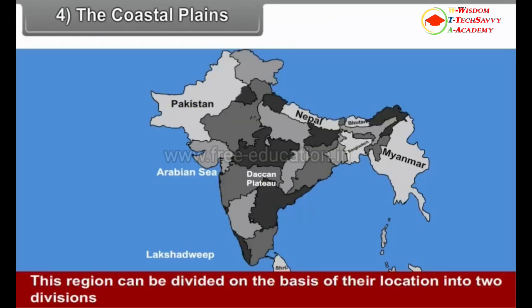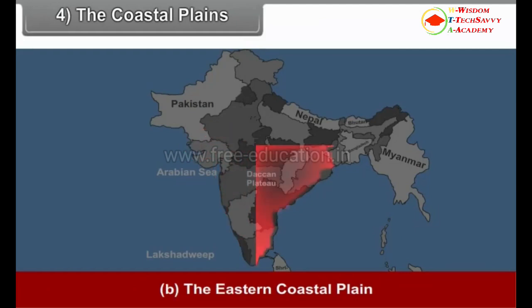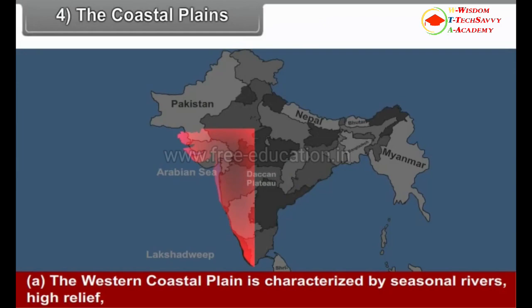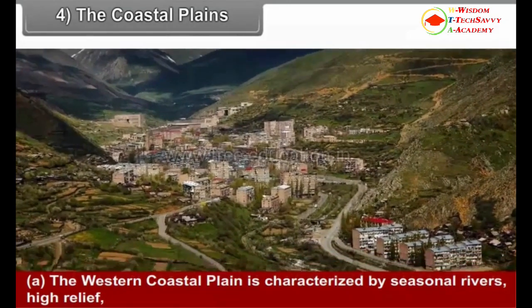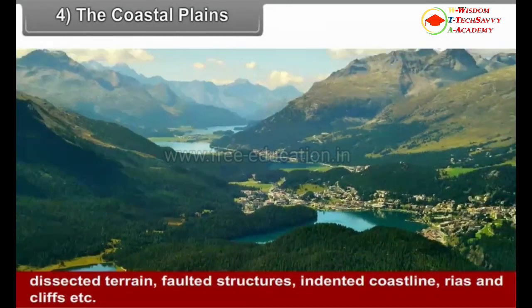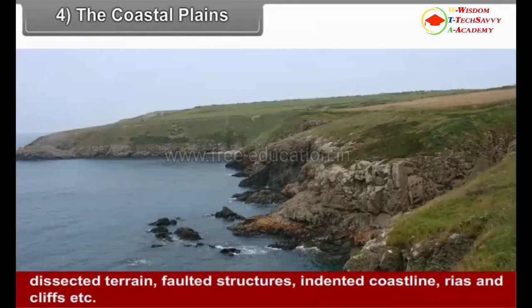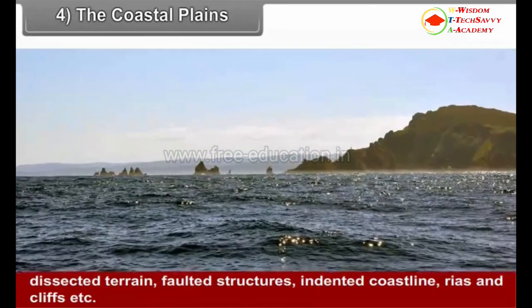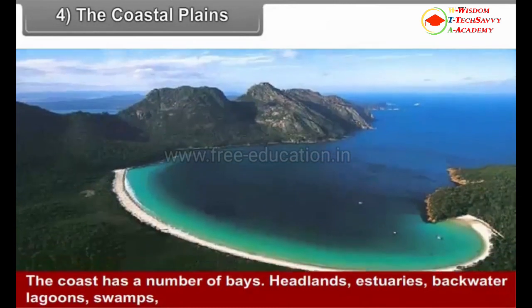4. The Coastal Plains. This region can be divided on the basis of their location into two divisions: the western coastal plain and the eastern coastal plain. The western coastal plain is characterized by seasonal rivers, high relief, dissected terrain, faulted structures, indented coastline, rias, and cliffs.